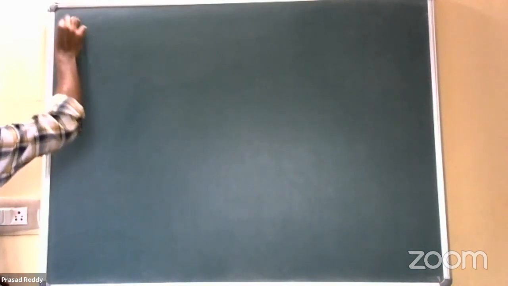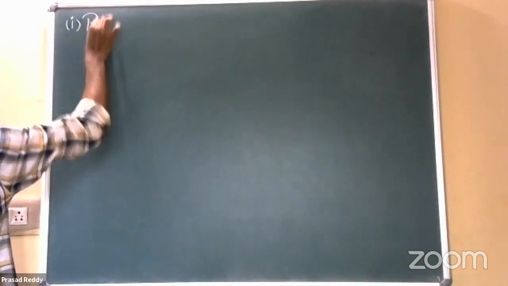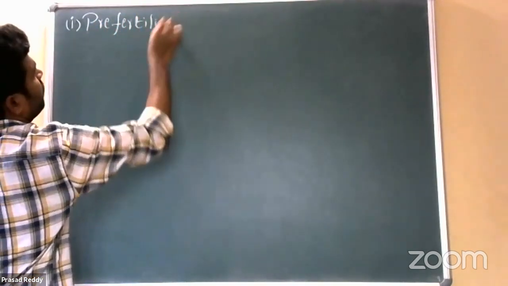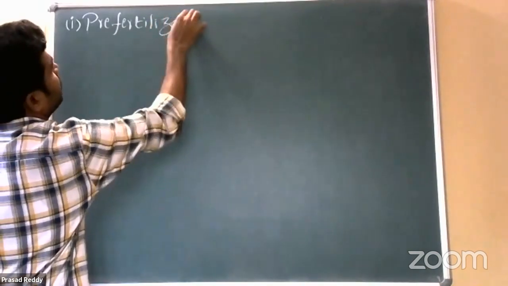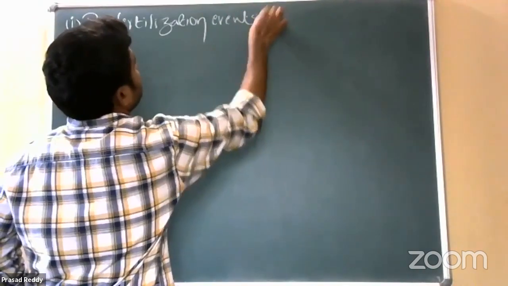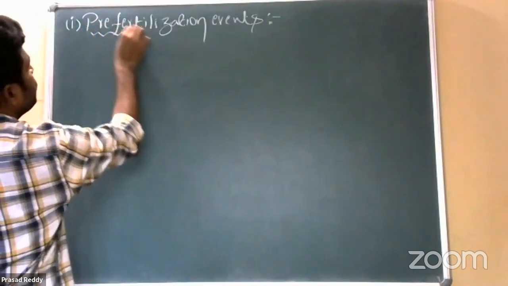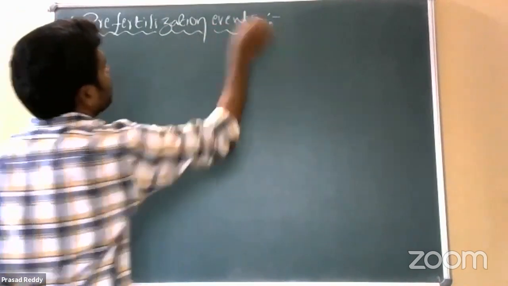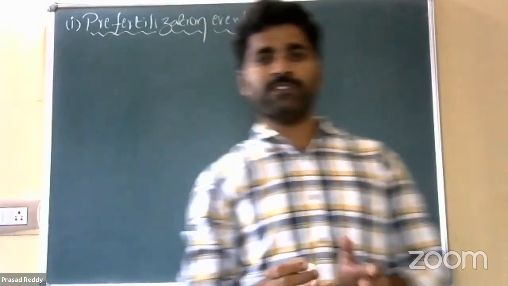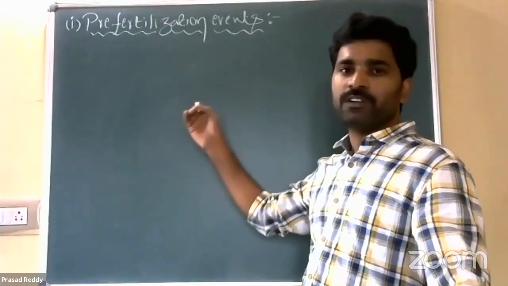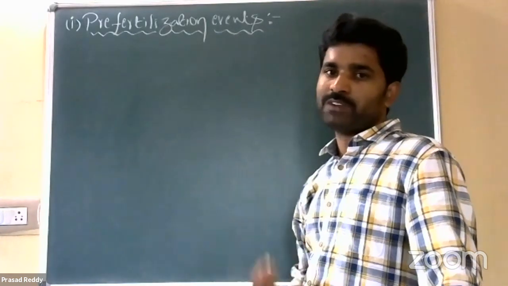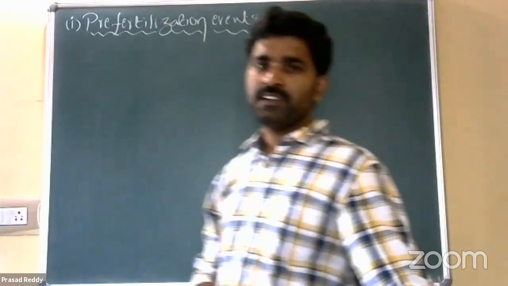So the first important event is pre-fertilization events. What are pre-fertilization events? The events which occur before fertilization are called pre-fertilization events. The definition: the events which occur prior to the fusion of male and female gametes are called pre-fertilization events.